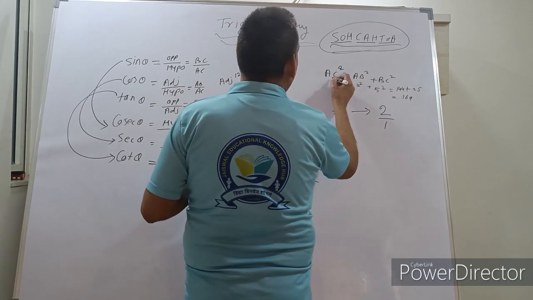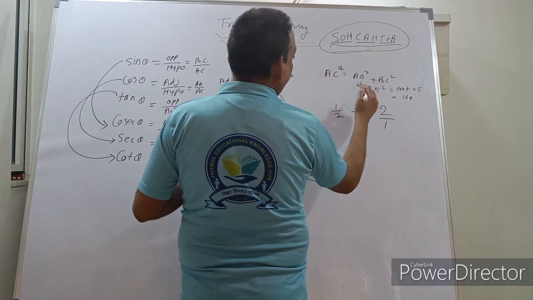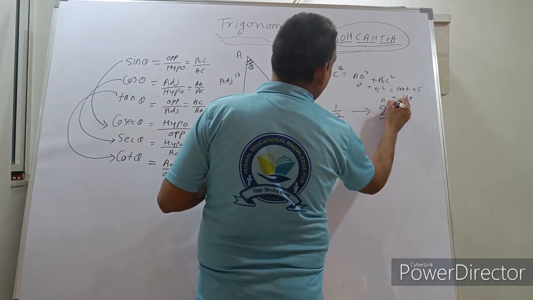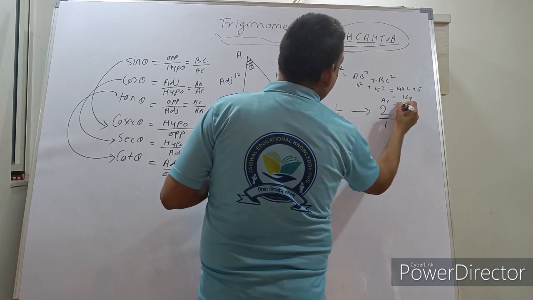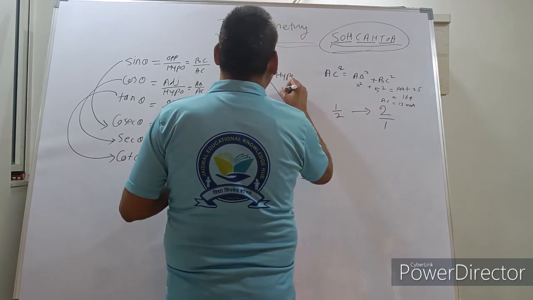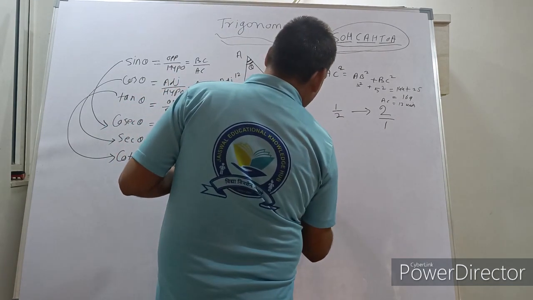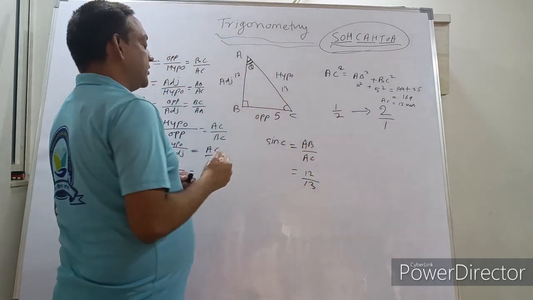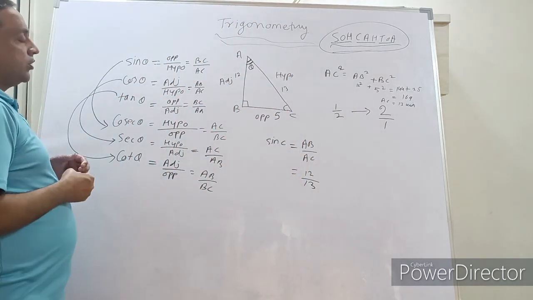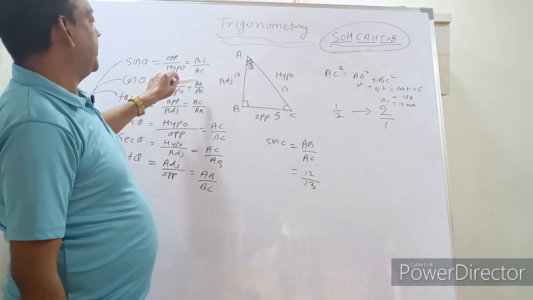So what is the root of AC? Like the AC square's root will be AC. So AC is equal to root 169, which is 13 unit. Okay, so this will be 13. So sin C is equal to 12 upon 13. Now once we get the side, 13 centimeter or 13 unit, then we can find out the remaining by using the same formula, AB upon AC.